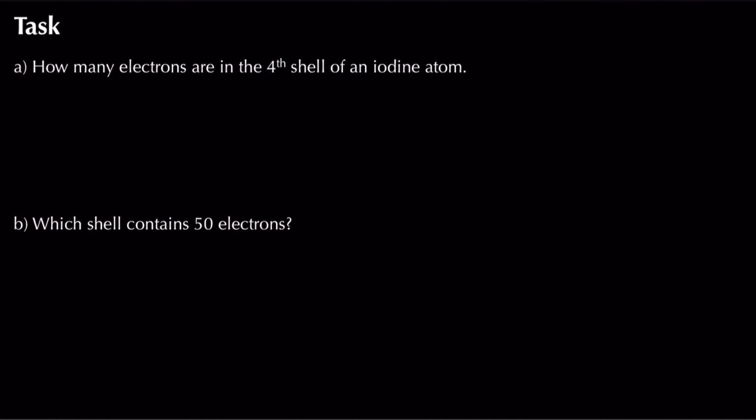The first question is asking how many electrons are in the fourth shell of an iodine atom. We need to think about our 2n squared rule. To find the number of electrons in the fourth shell, I have 2 times our principal quantum number n, which is the same as the shell number, so n is equal to 4, squared. 4 squared is 16, and 16 times 2 gives you 32 electrons. So far, nice and easy.